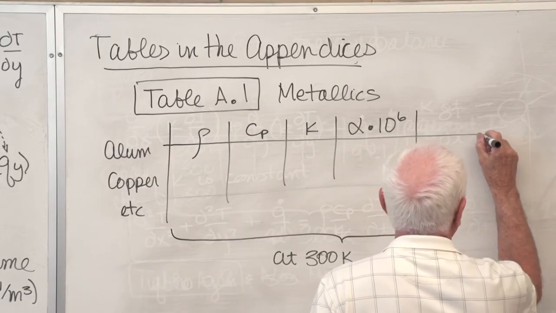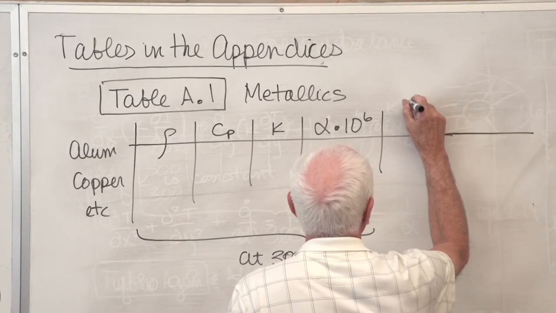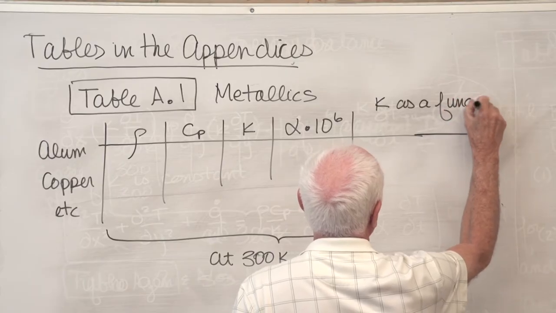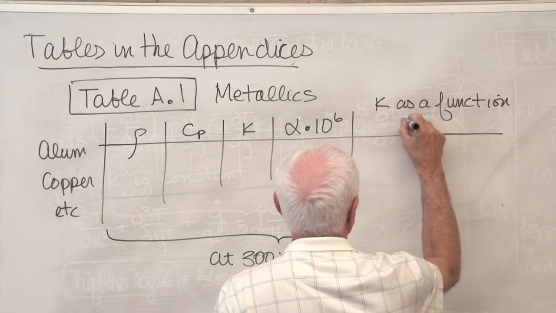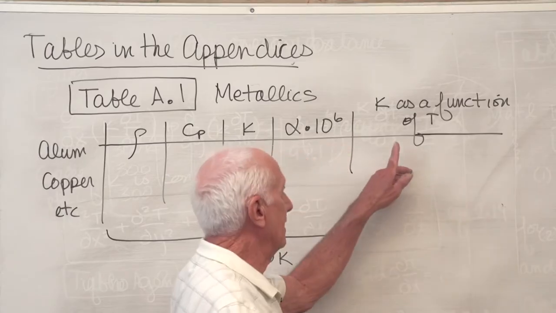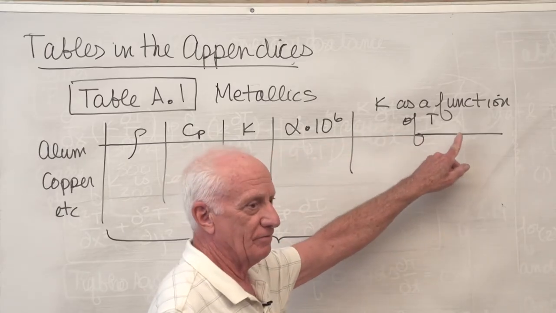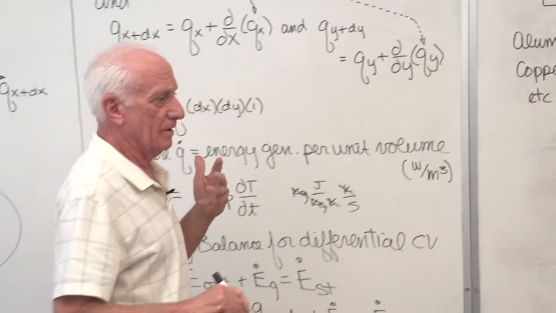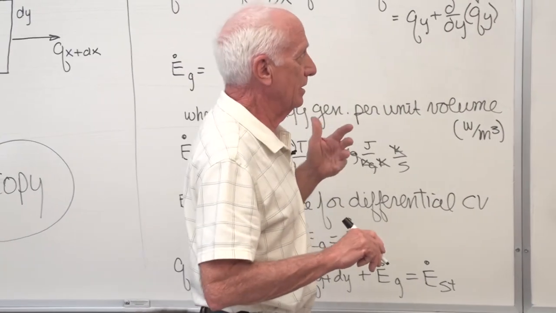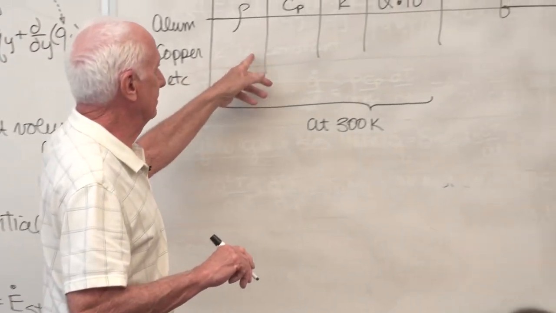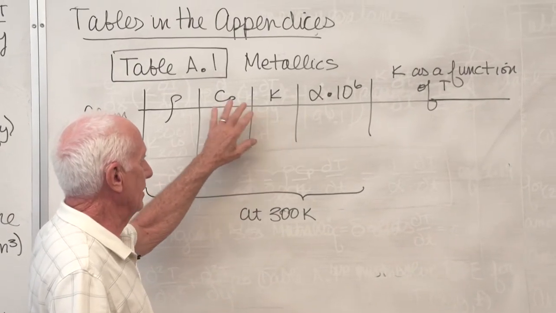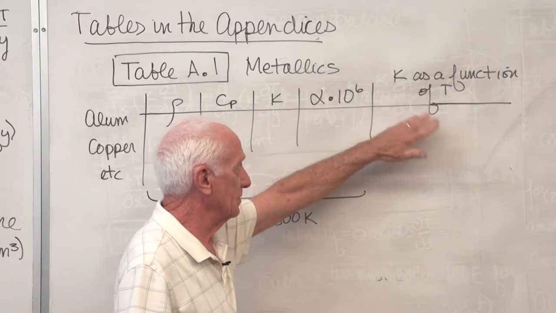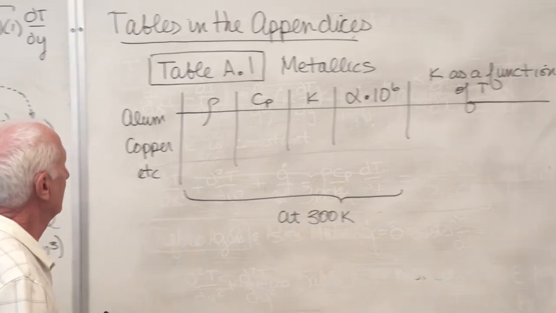Now, beyond that point, we have K as a function of temperature. So there'll be K at 300, 350, 400, 450, 500, and so on. K could be a strong function of temperature. Density is not. C sub P, no. So they don't give how C sub P and rho vary with temperature. They give how K varies with temperature on the right-hand side of table A1.